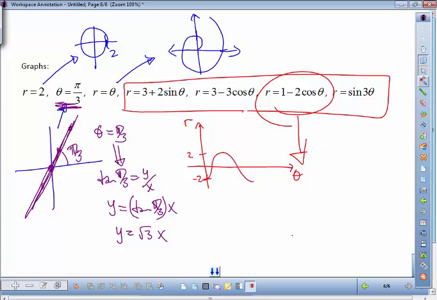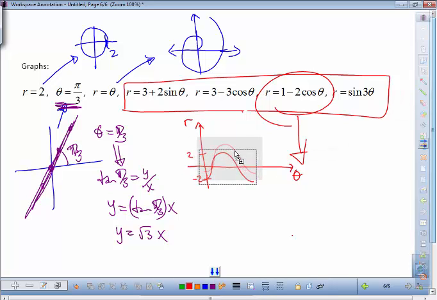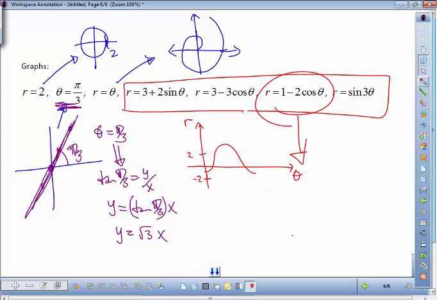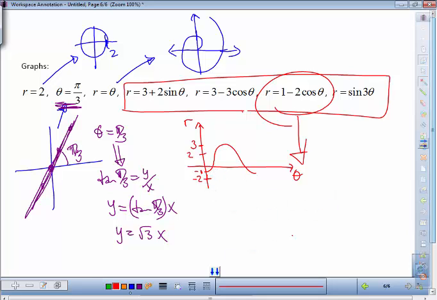Wait, what's going on? So that's what it's going to look like. So essentially, I go from negative 1 to positive 3. So how's that going to look in my actual graph? Let's see. When theta is equal to 0, I'm at negative 1. Theta is equal to 0, I'm pointing this way, but I'm going to go negative 1 on this side. So I'll start over here.